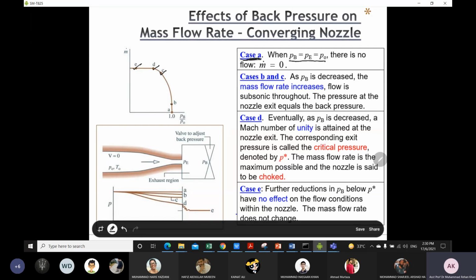So these points are not on the nozzle. Okay, we are analyzing this graph for different cases.